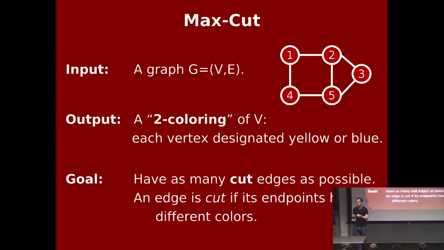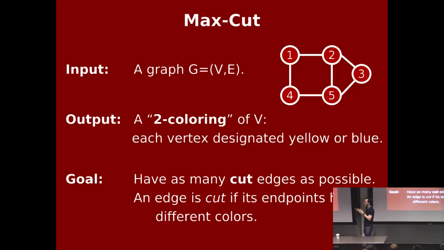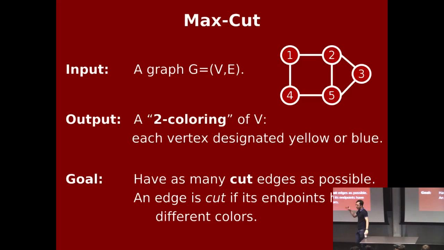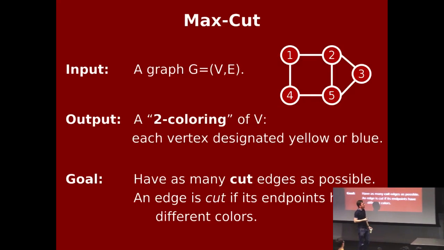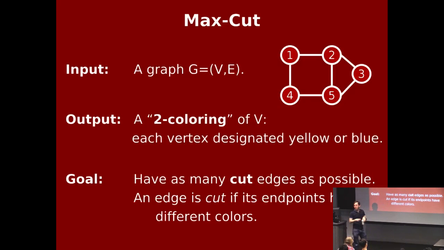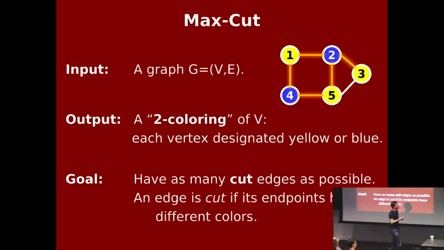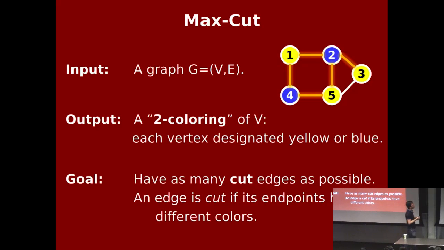And what is the output? The output is you're allowed to output any two coloring of the graph. You're supposed to split the vertices into two tribes, maybe the blue one and the yellow one. And what are you trying to do? You're trying to get as many of the edges cut as possible, where we say an edge is cut if its two vertices have different colors. So here's a potential solution. The color of these ones yellow, these two blue. And here we've cut 5 out of the 6 edges. All the orange edges are cut because they go between different colors. Only this one is not cut. We got only 5 out of 6.